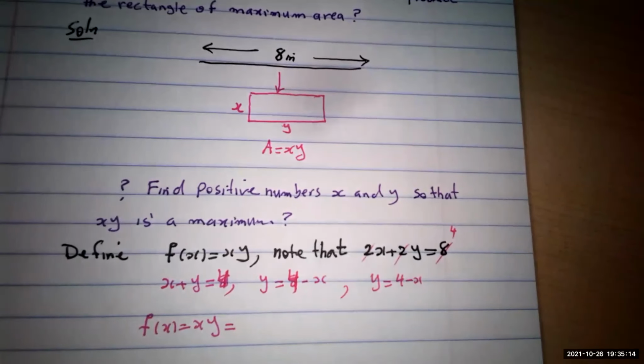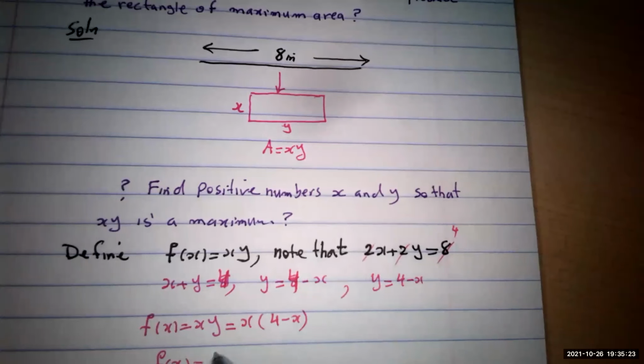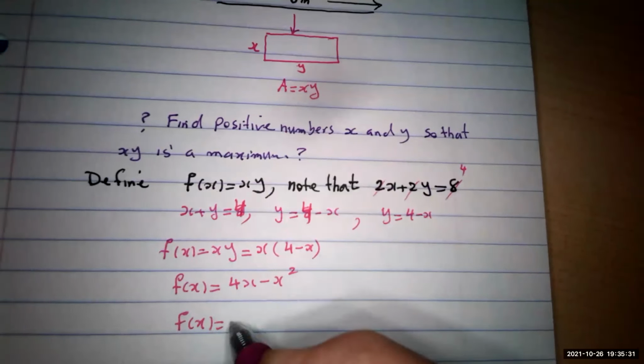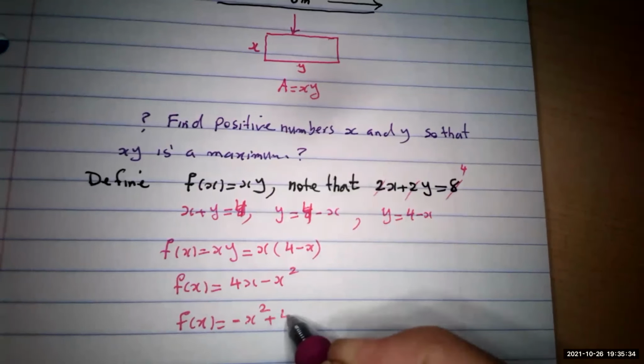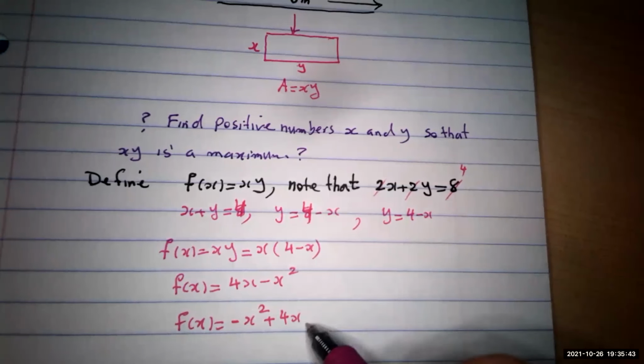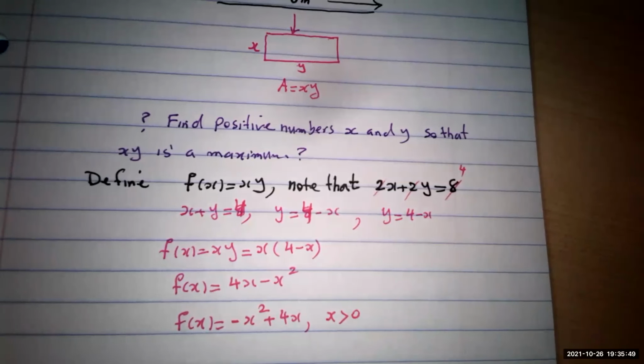Then you go back and substitute in your function. Your function f of x was x times y, so this is x times 4 minus x. If you multiply them together, that gives f of x equal to 4x minus x squared. We can switch it if you like: negative x squared plus 4x. This is going to be your function. And of course, x is the length, so x cannot be negative. You make a note that this x must be a positive number. Now we have a function, and your function is f of x.